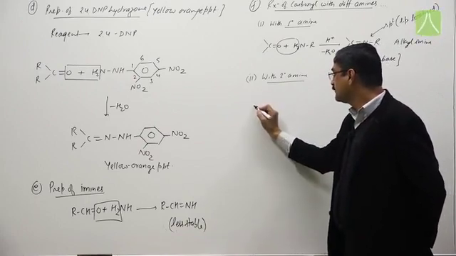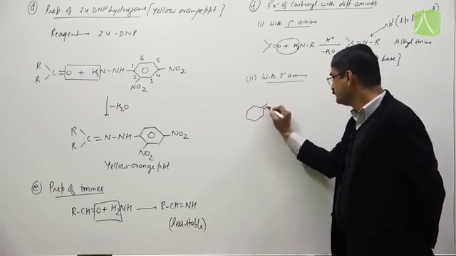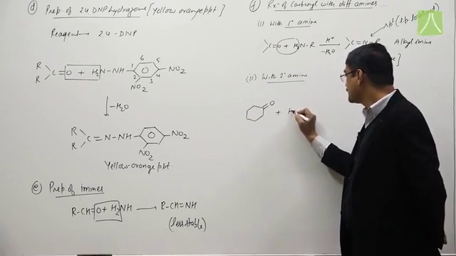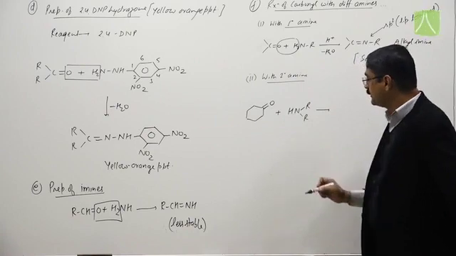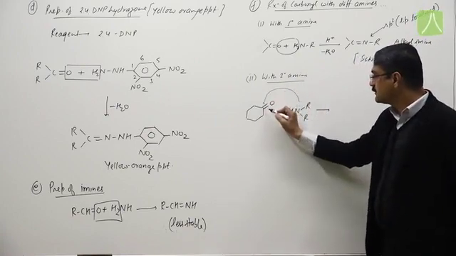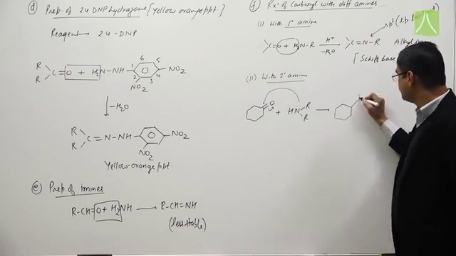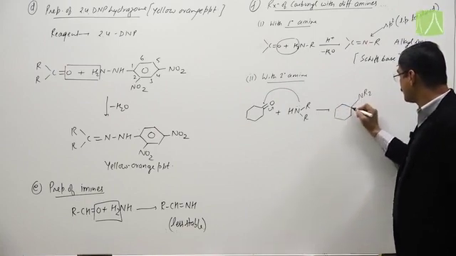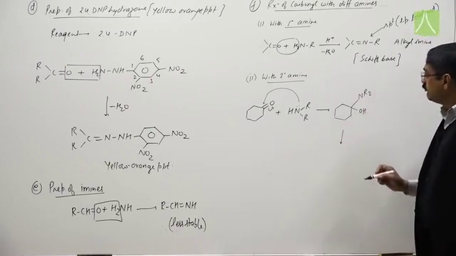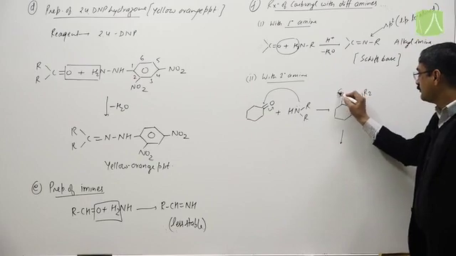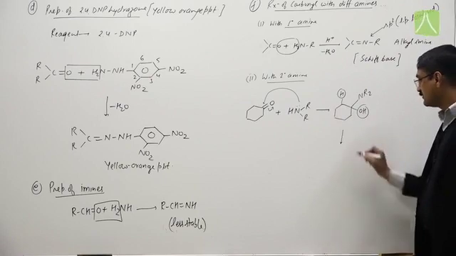suppose I take a compound like this, cyclohexanone, with 2 degree amines. Then nucleophilic addition takes place. Nucleophile at the carbon atom and hydrogen at the oxygen atom. So in this case, water can be removed between carbon and carbon only, not from the carbon and nitrogen.